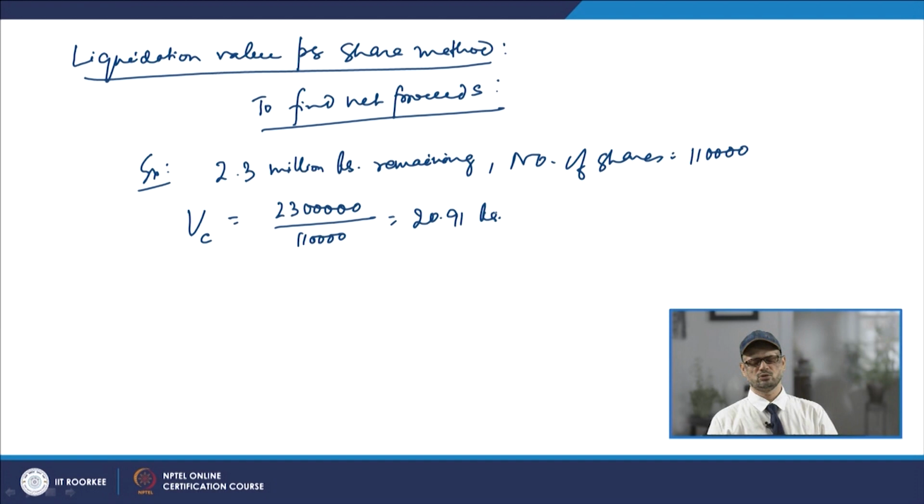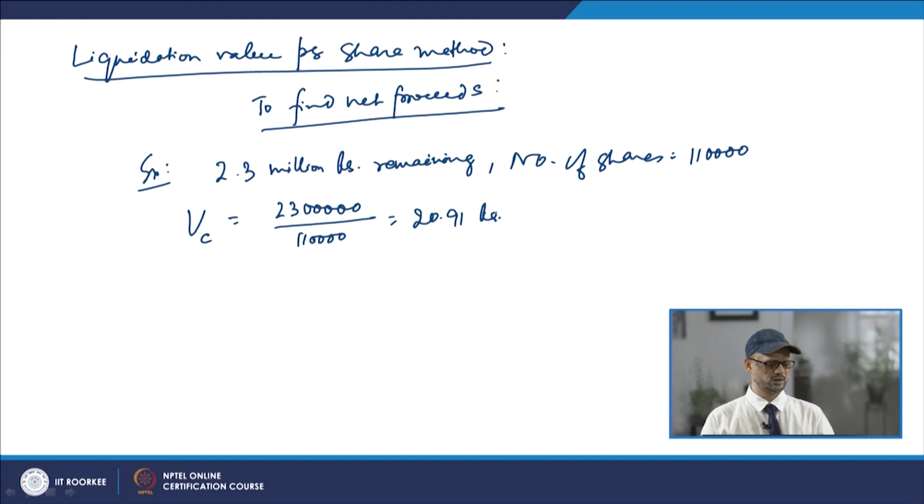Once your department or the team of experts has worked on all these data and found that this much amount is remaining, in that case you are going to calculate this value by dividing with the number of shares. So, this is all about finding the values for the common stocks.